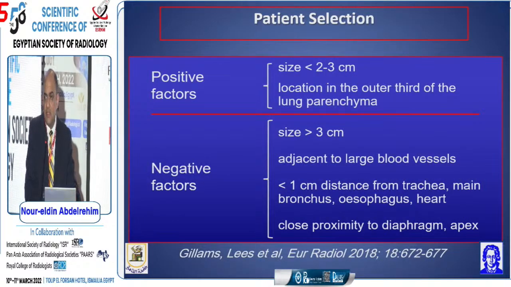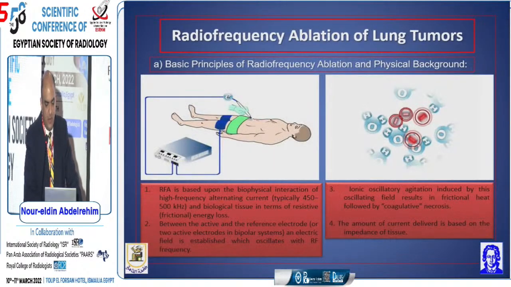The positive factors that are an advantage for ablation treatment start with tumor size. Tumors up to 3 centimeters are adequately controlled, particularly in peripheral regions, in the outer third of the lung parenchyma. Negative factors are size over 3 centimeters in diameter, or adjacency to blood vessels due to the heat-sink effect, and being less than 1 centimeter from the trachea or main bronchus, esophagus, or proximity to the diaphragm and heart.